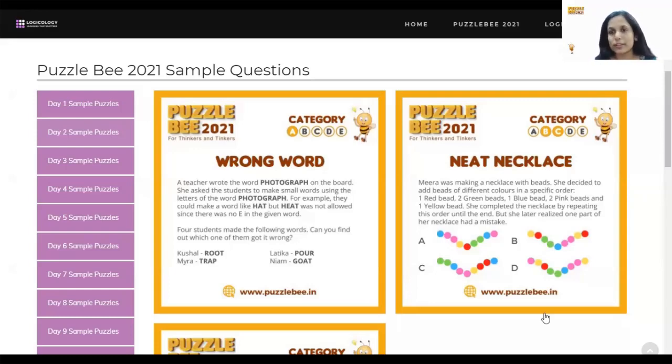So I'll just first read out what the puzzle was and I'll let you know how exactly you can interpret it. This was a fairly straightforward one, but for grades 1 and 2, it could still be a little tricky to understand what exactly the question was all about. So a teacher wrote the word photograph on the board. She then asked students to make small words using the letters from the word photograph.